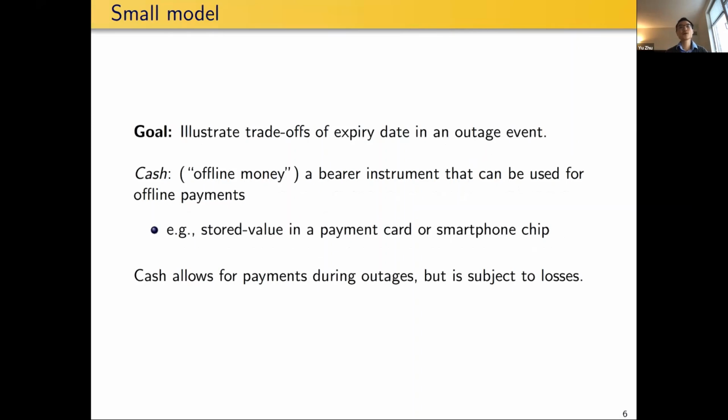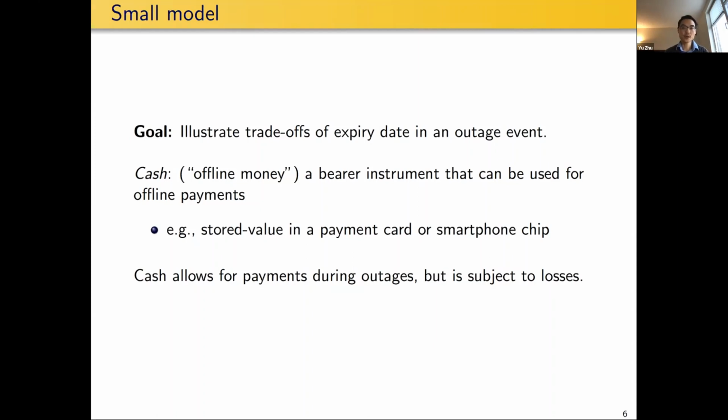Okay, so in the paper we have a small model to illustrate the key trade-offs, and we have a bigger infinite horizon model to quantitatively assess the optimal expiry date. During the talk, I'm going to show you the small model where we illustrate the trade-off of expiry date in a simple four period setup, and we are going to focus on the outage event.